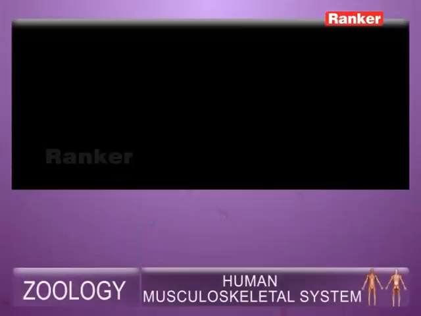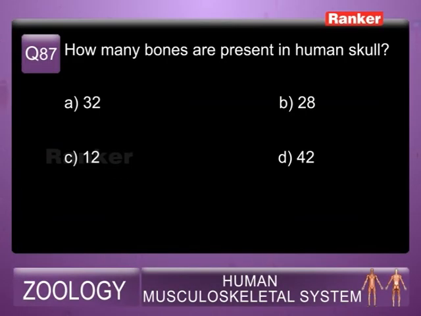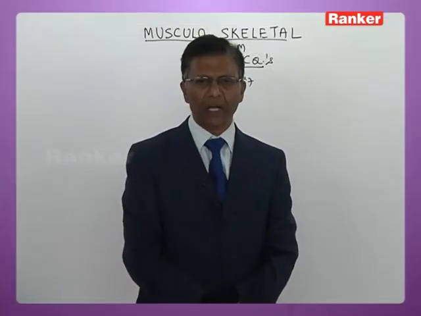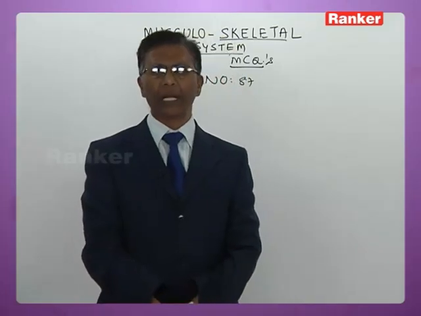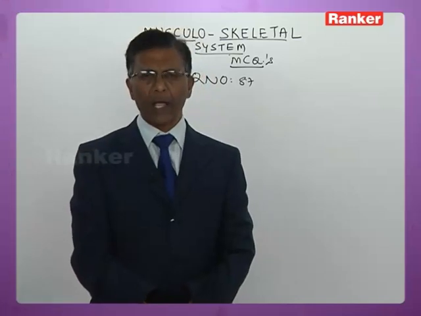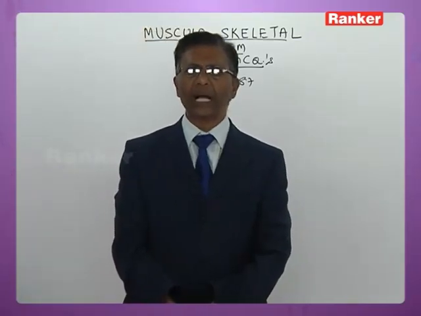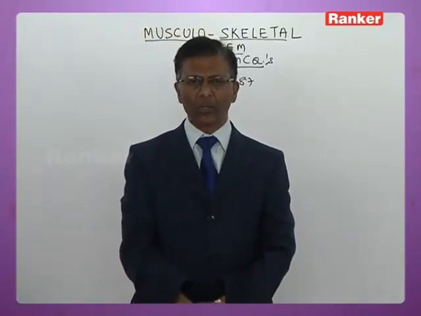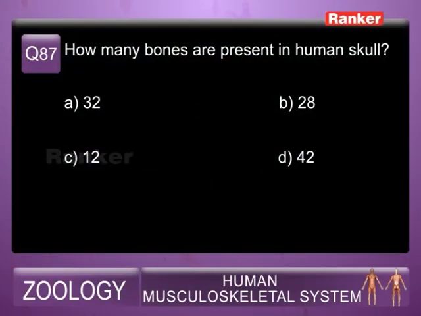Now 87 is here. How many bones are present in the human skull? A. 32, B. 28, C. 12, D. 42. The human skull comprises about 28 bones, where the cranium consists of 8 bones, the face consists of 14 bones, then there is one hyoid bone, and there are 6 ear ossicles. All of them put together constitute 28. So the human skull consists of 28 bones. The answer is B.